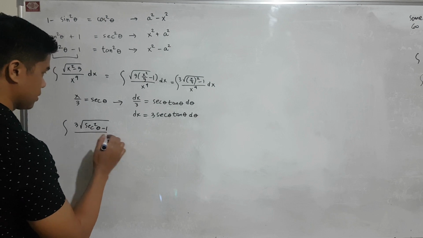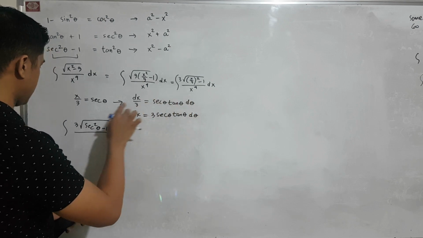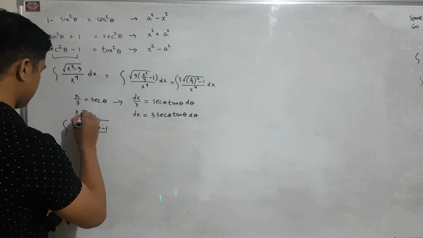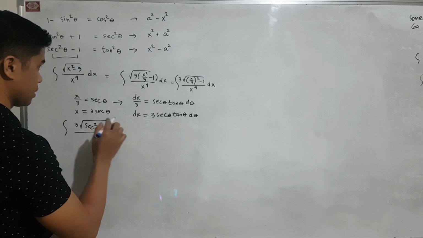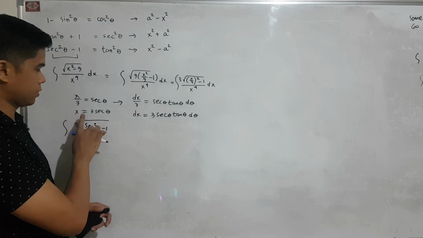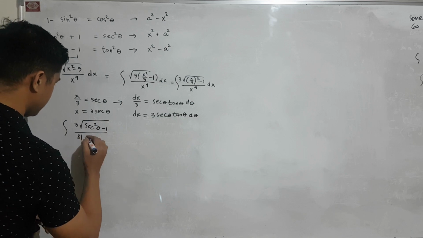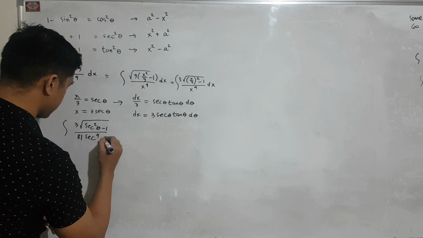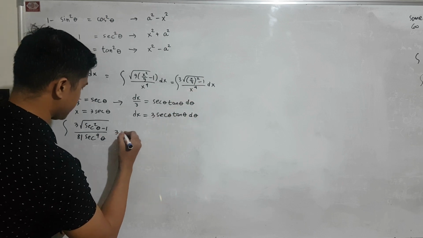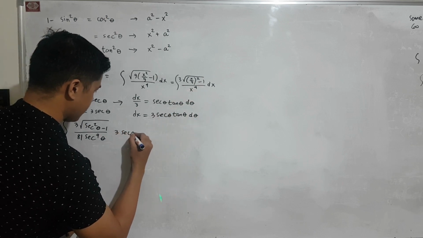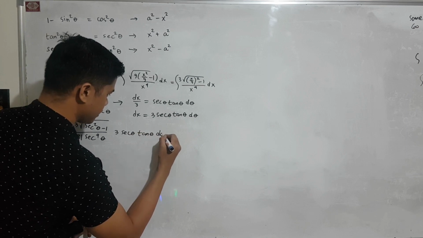Then I think we have x over 4 there. Our x is equivalent to 3 secant theta, right? By multiplying 3. So if you raise this to the power of 4, you get 3 to the 4th, which is 81, secant to the 4th power theta. Then your dx is equivalent to 3 times secant theta tangent theta d theta.